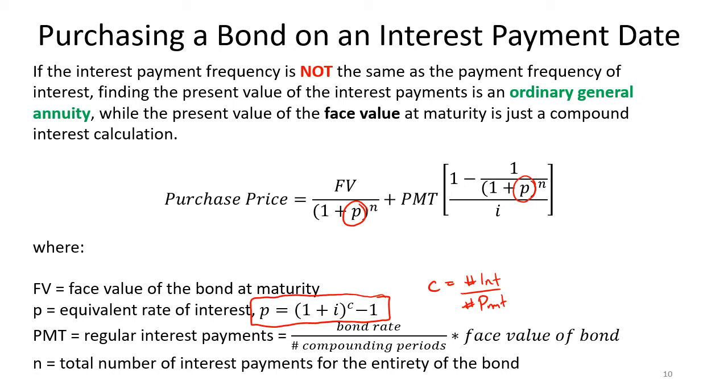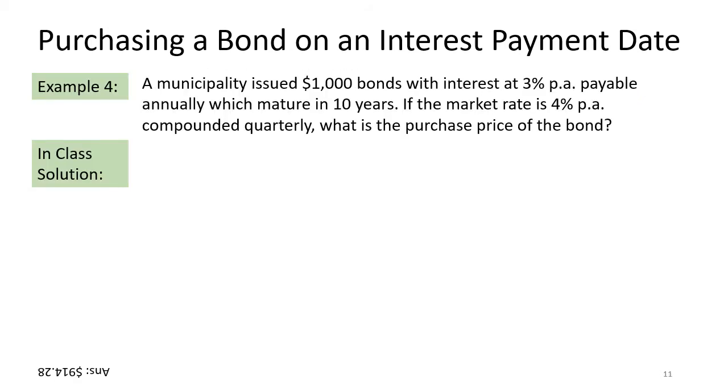So we'll do 2 examples looking at bonds as ordinary general annuities. Okay, so a municipality issued $1,000 bonds with interest at 3% per annum payable annually, which mature in 10 years. If the market rate is 4% per annum compounded quarterly, what is the purchase price of the bond? Okay, so you notice interest is compounded quarterly on the market rate, but for the bond, it's payable annually. So that makes it an ordinary general annuity.